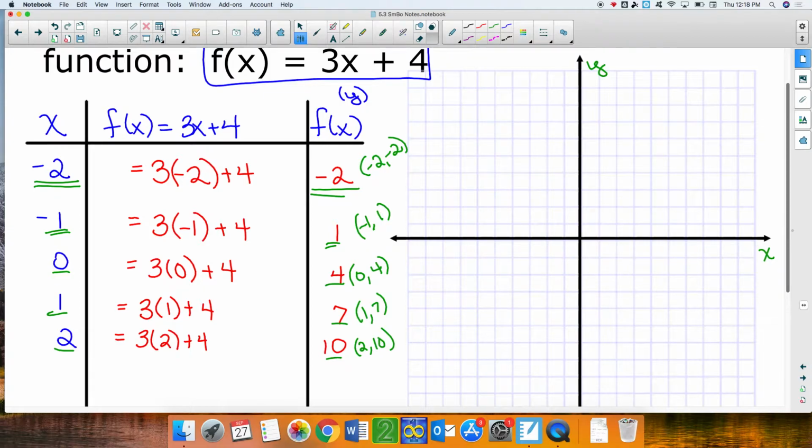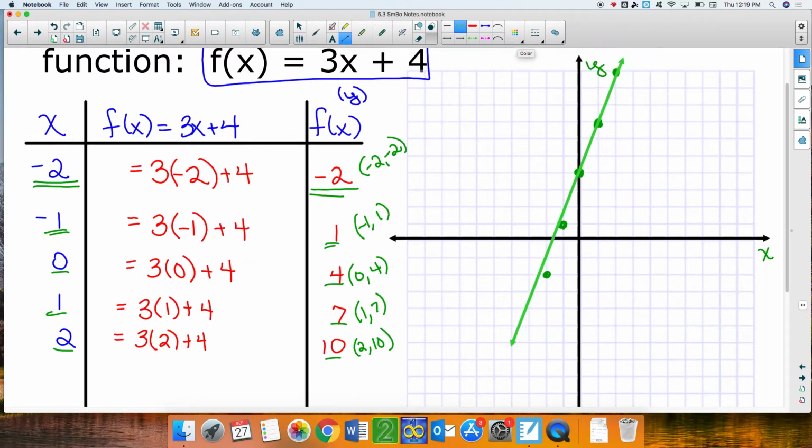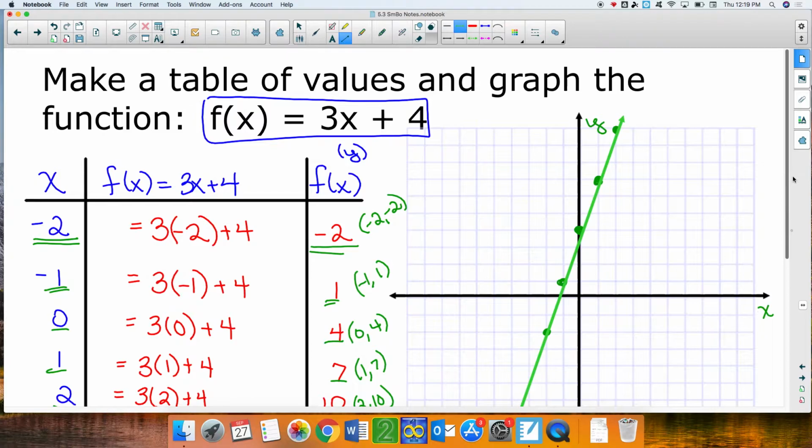So the point -2, -2, I'm going to go left 2, down 2, put a point. -1, 1, left 1, up 1. 0, 4, I don't go anywhere on the x, and I go up 4. 1, 7, right 1, up 7. 2, 10, right 2, up 10. And then you're going to take your ruler and connect those points. And notice that this function represents a line. So this function right here is going to give us a line.